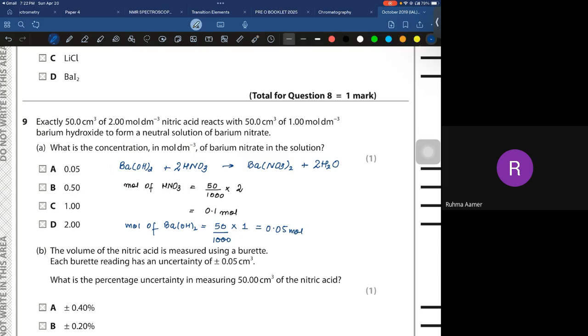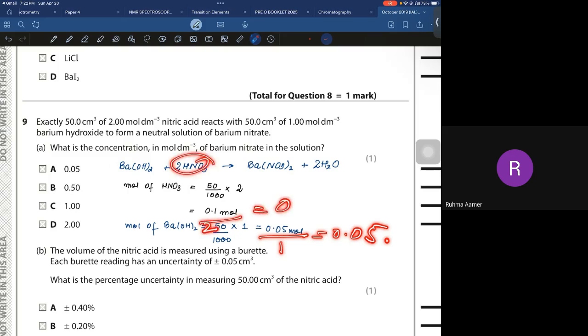So what's the method to find out the limiting reactant? After getting the moles, you are supposed to divide the moles by the coefficient. The coefficient of barium hydroxide is 1. If you divide by 1, you get the same answer, that is 0.05. And the coefficient for nitric acid is 2. If you divide by 2, you get the same answer, that is 0.05 mole of nitric acid. So the answer is A, right?